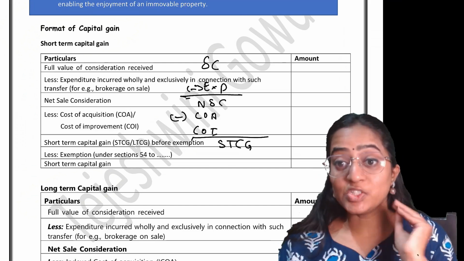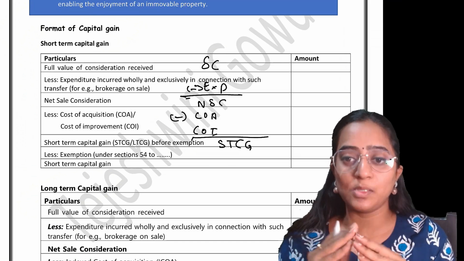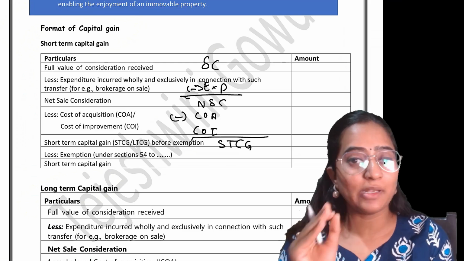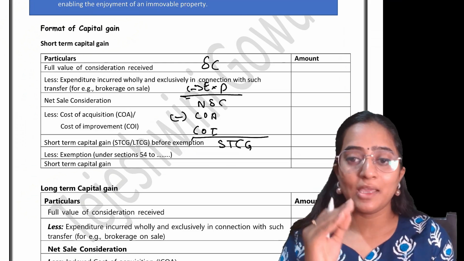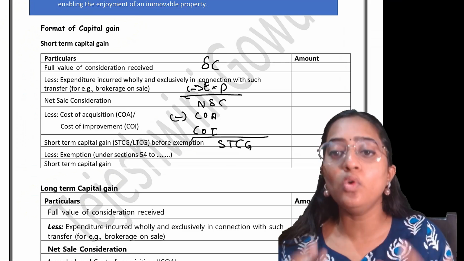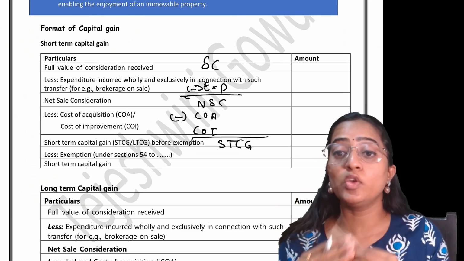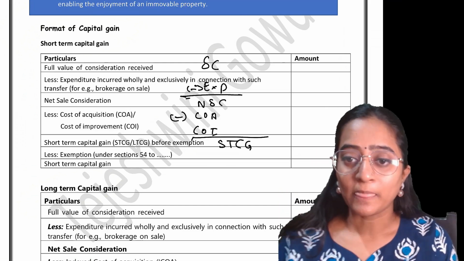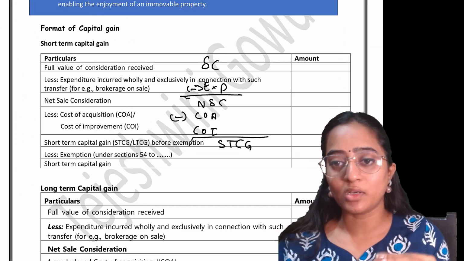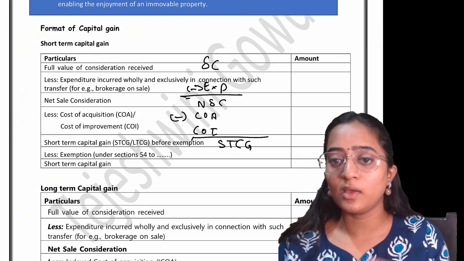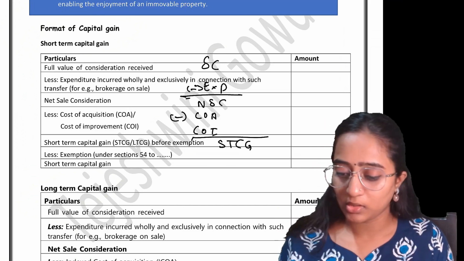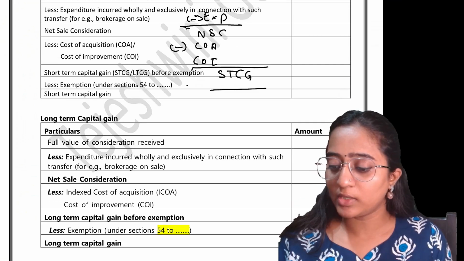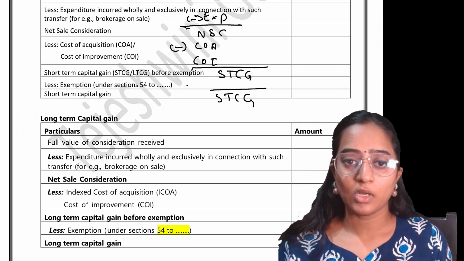Remember, in short-term capital gain, always remember, there's no concept of indexation for your short-term capital asset. Whenever you're calculating short-term capital gain, there is nothing that you can provide for indexation. Indexation you can't take. Simple. Indexation can't be taken for your short-term capital gain calculation. Indexation can be taken only for your long-term. Okay. Then you're going to deduct exemptions, if any. Then you're going to get your short-term capital gain. Okay.